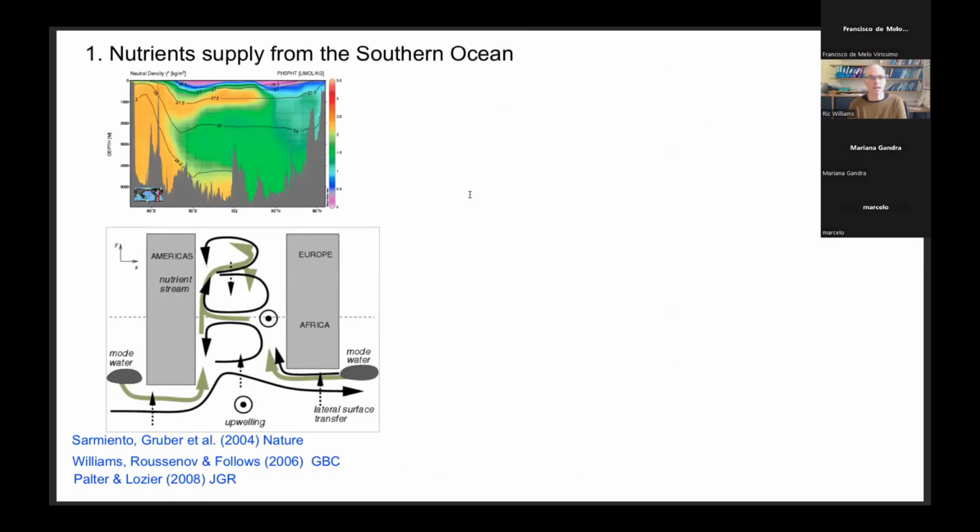So in many ways, the starting point, in context to place all of the work, is the work of Sarmiento and Gruber, where they focused on the role of the Southern Ocean and the transfer of macronutrients, which can be shown in this section, high phosphate concentrations being transported northwards over the basin.